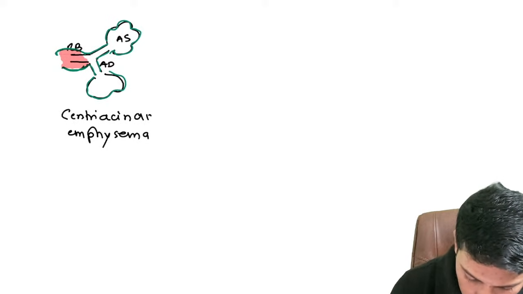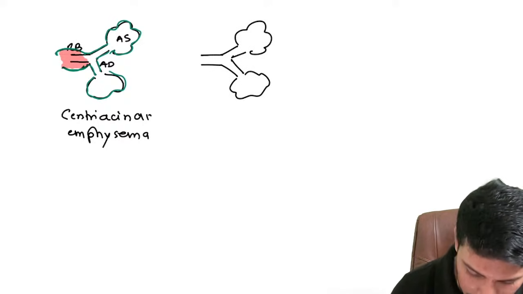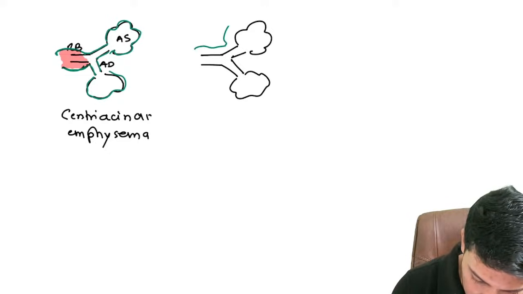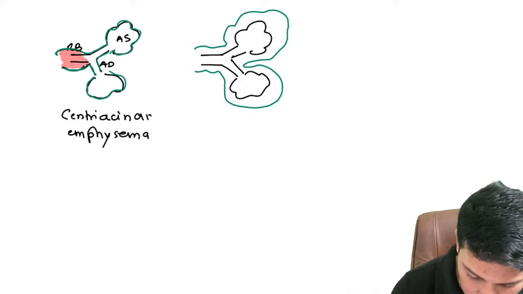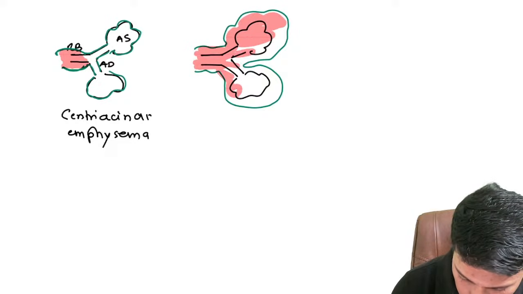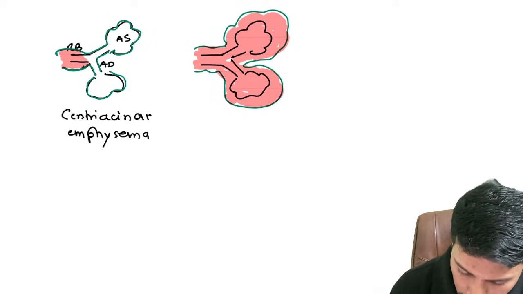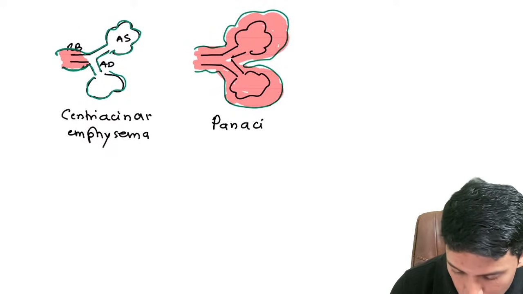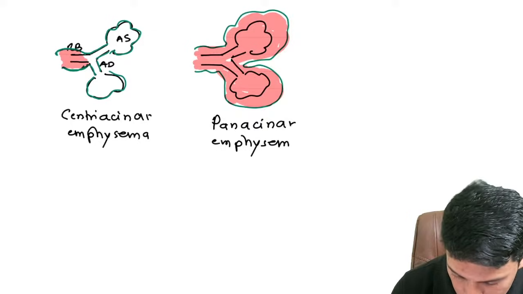And if the whole of it, meaning respiratory bronchiole, alveolar ducts and alveolar sac, everything gets dilated, then we are going to call it panacinar. Can anybody tell me, is centriacinar more common in smokers, or is panacinar more common in smokers?